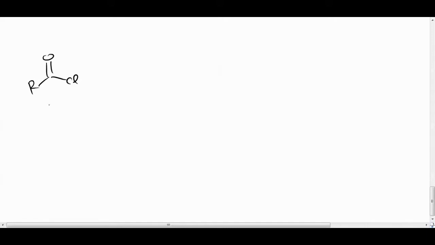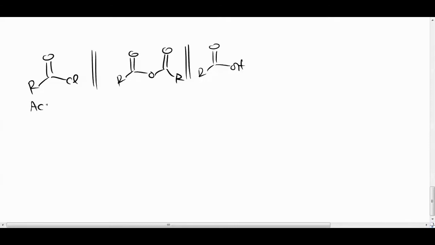So you remember what this is, right? Mm-hmm. Acid halide. How about this one? Remember what this one was? Anhydride. Perfect. This one? Carboxylic acid.